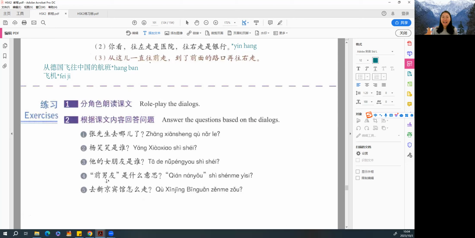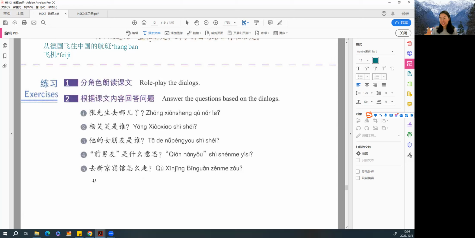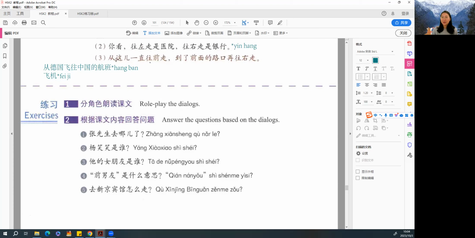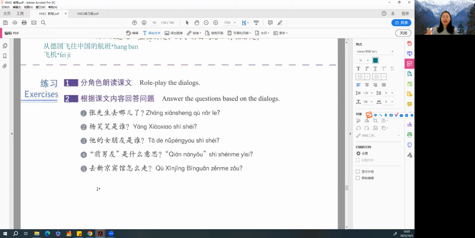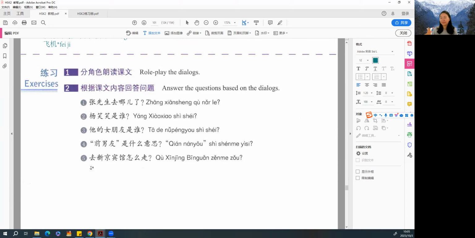So 前男友 is ex-boyfriend. Very good. Then the last question. 去新津宾馆怎么走? How can I go to 新津宾馆? 新津 hotel, right? 新津 is the hotel's name. And then the answer will be here. 从这儿一直往前走，到了前面的路口，再往右走。A little bit complicated. You can try how to describe a route to a direction.